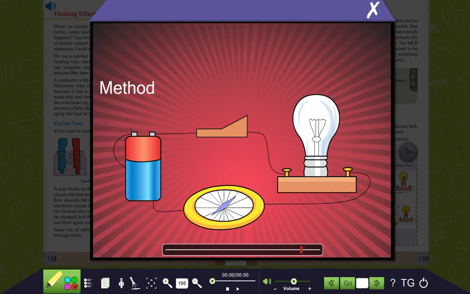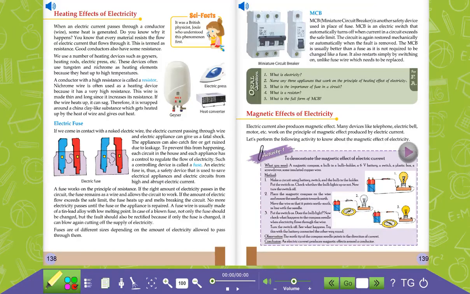Observation. The north tip of the compass needle points in the direction of current. Conclusion. An electric current produces magnetic effects around a wire.